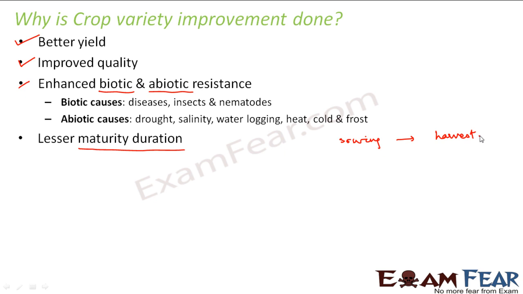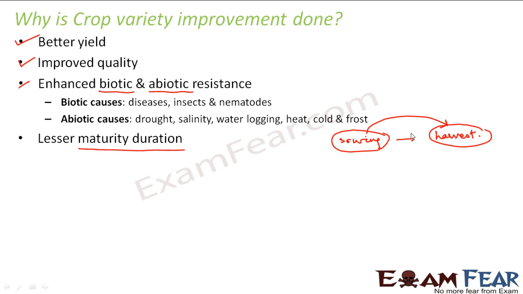Now the plant seed will give rise to a small plant, then you will give it all required nutrients and the plant will start growing. When it is the harvest time, it is the time to get the crops from the field. So this entire time is known as maturity duration. That means the time from sowing, that is the initial time, till harvest, when you actually cut crops. So we can look for a variety, when we are improving the variety, which has lesser maturity duration. That means this time period will be less.